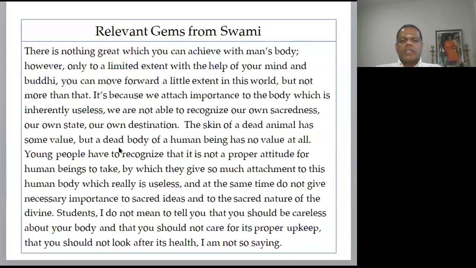The skin of a dead animal has some value, but a dead body of a human being has no value at all. Young people have to recognize that it is not a proper attitude for human beings to take, by which they give so much attachment to this human body, which really is useless, and at the same time do not give necessary importance to sacred ideas and to the sacred nature of the divine. Students, I do not mean to tell you that you should be careless about your body and that you should not care for its proper upkeep, that you should not look after its health. I am not so saying.